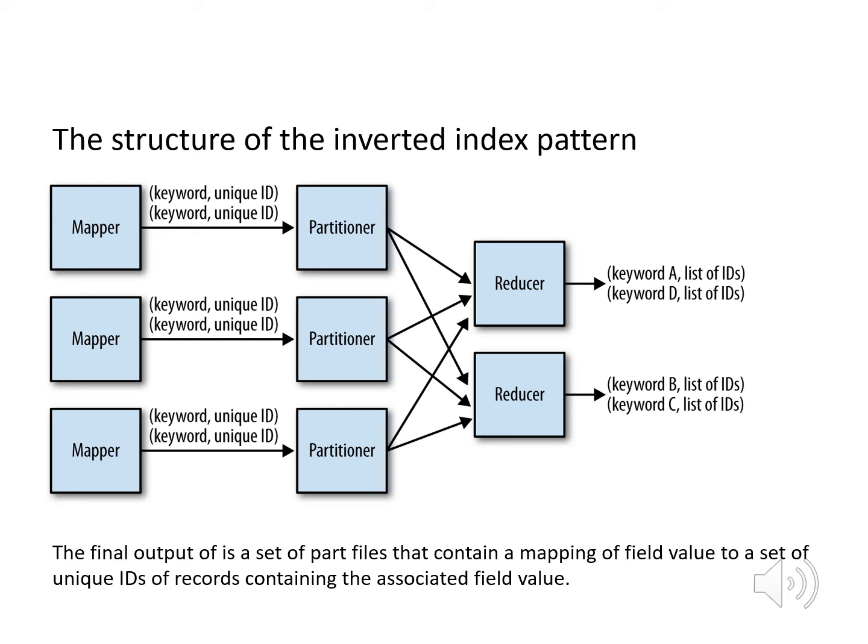So for example, if we have a web page as a record, then the unique ID is the ID for this web page, and the keyword could be one of the words in this web page, and there could be multiple keywords for this web page.